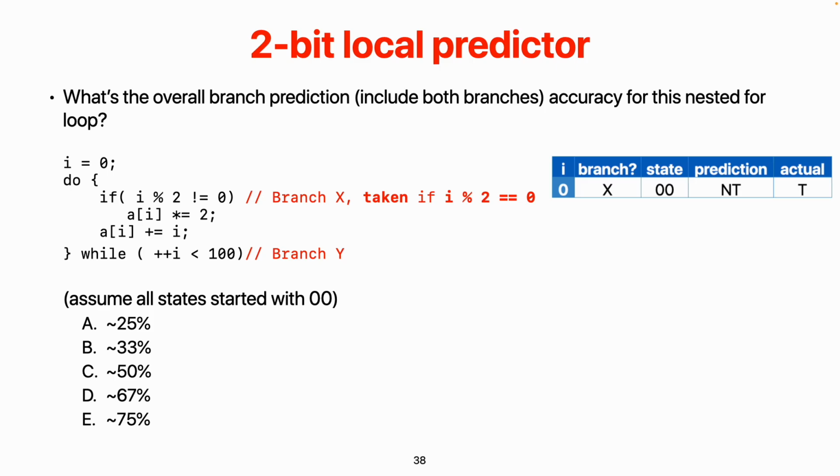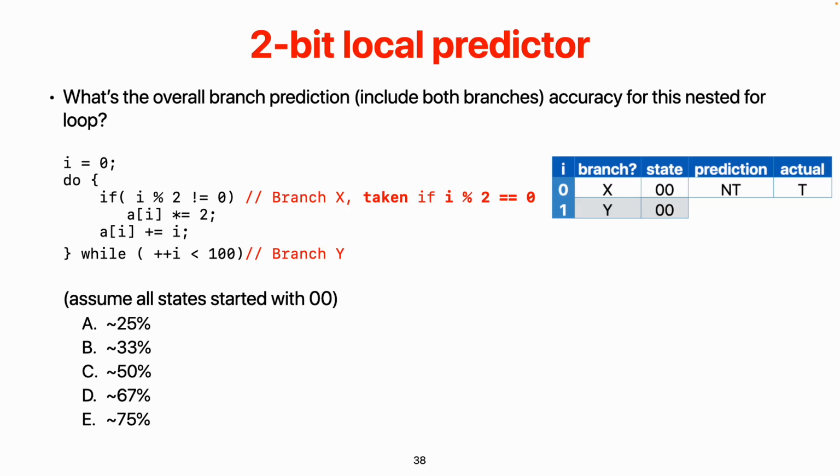However, after this taken, are we going to adjust the state associated with X? How are you going to adjust it? Make it 0, 1. Okay, so just keep in mind, next time when we see it, it should be 0, 1. But now, I'm going to increment i, make it 1. So for branch Y, what's the current state there?